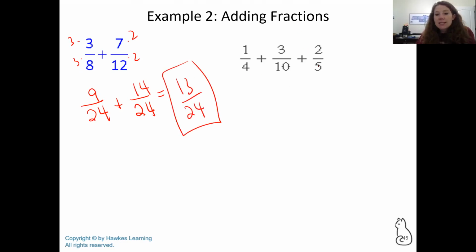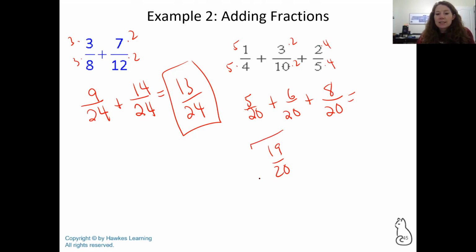Our least common denominator here is 20. So we're going to do 20 plus 20 plus 20. So 4 times 5 is 20. So 5 times 1 is 5. 10 times 2 is 20. So 3 times 2 is 6. And 5 times 4 is 20. So 2 times 4 is 8. So now we're going to add 8 and 6 is 14 plus 5 is 19/20. Or put it in your calculator and you'll get the right answer.